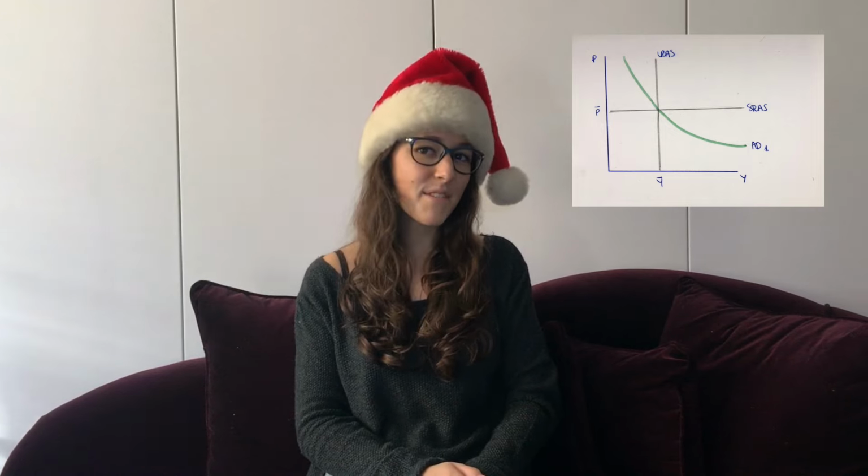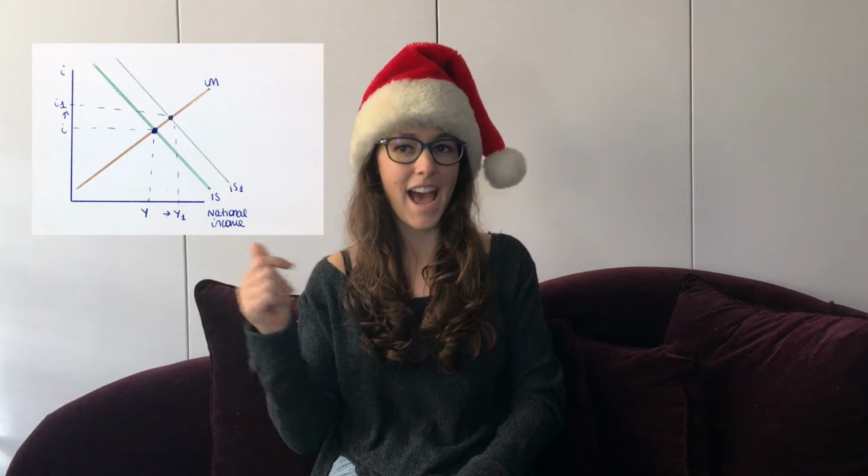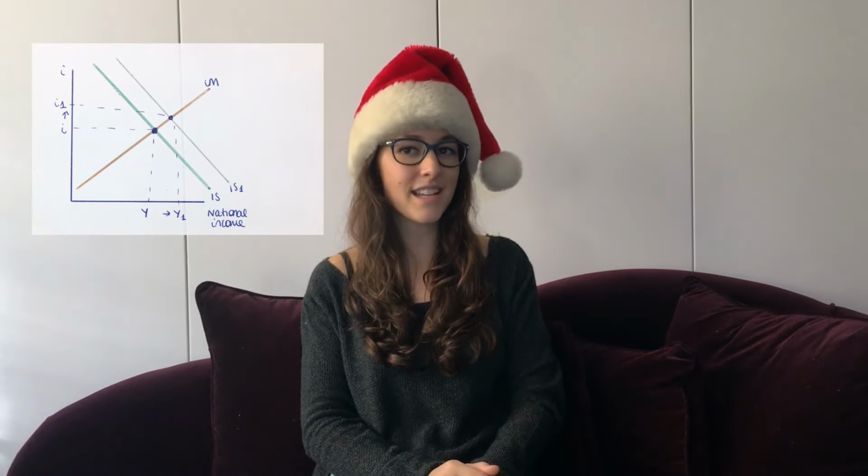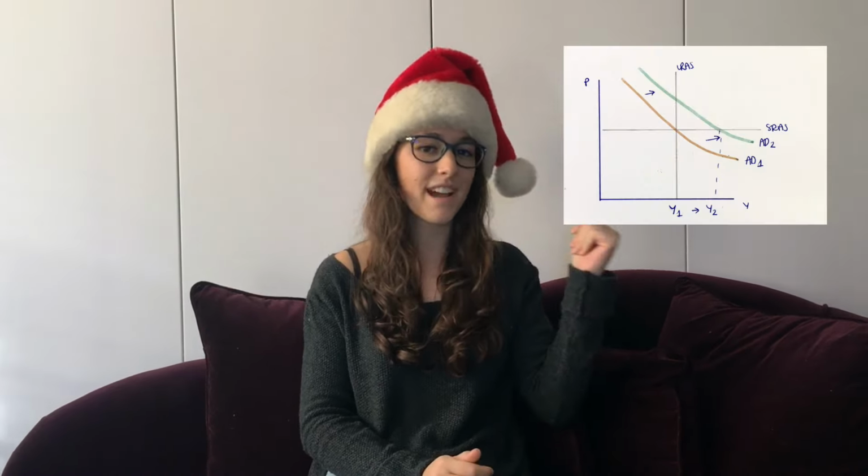So, an increase in government expenditure would move the IS curve to the right. And as a result of the IS curve shifting to the right, it will shift the aggregate demand curve to the right. Although this government spending might look great to boost aggregate demand and stimulate the economy in the short run, there are still some disadvantages to this policy. The first one is the crowding out effect.